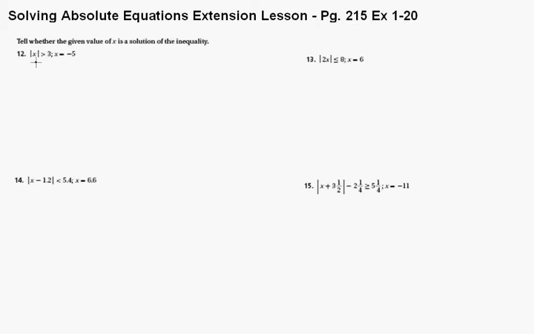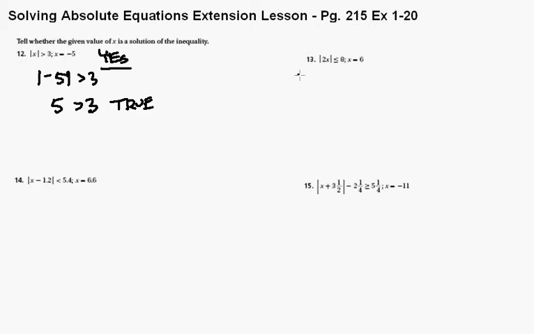So I said the absolute value of x is greater than 3. If I replace x with negative 5, is the absolute value of negative 5 greater than 3? Well, the absolute value of negative 5 is 5. So the question is, is 5 greater than 3? That is true. So this would be a yes. This is a solution of the inequality.